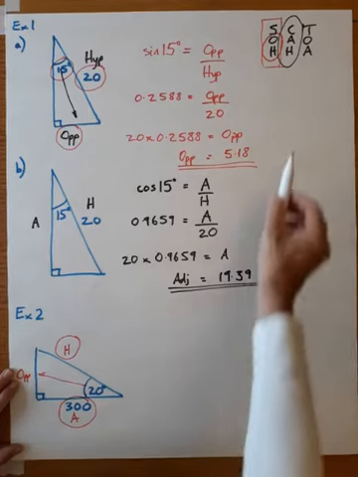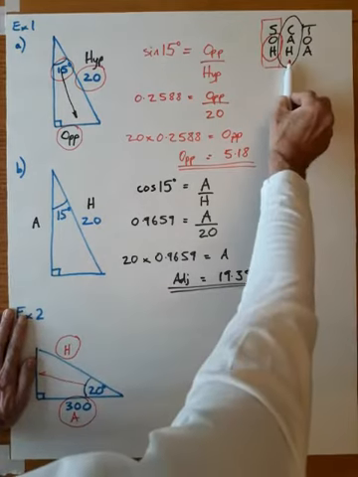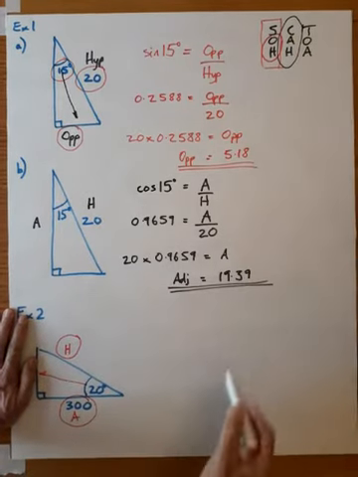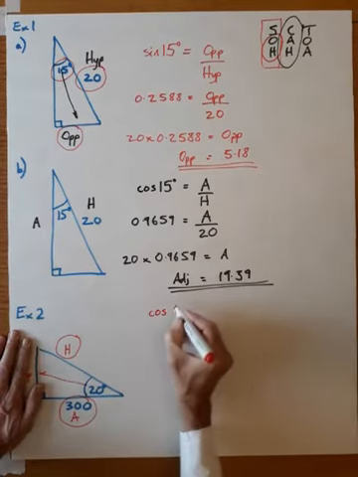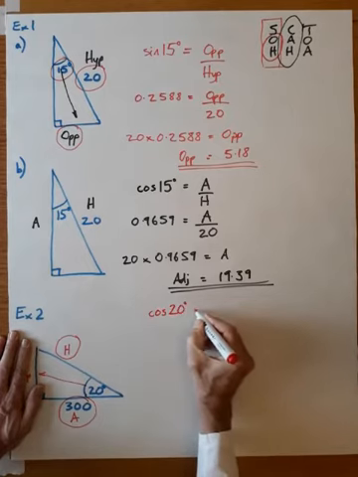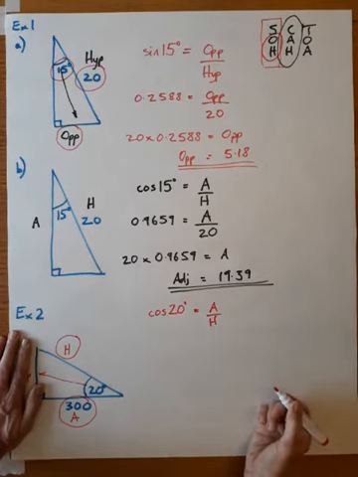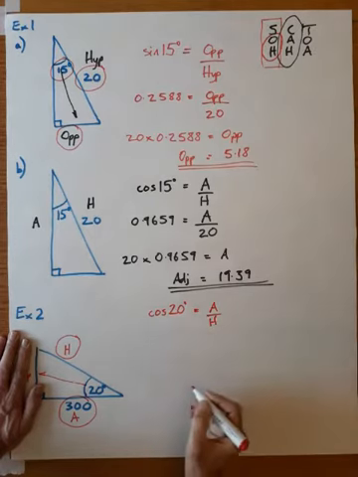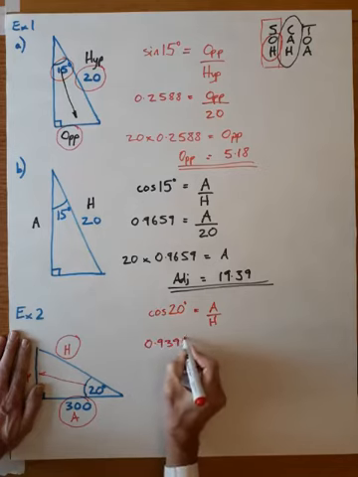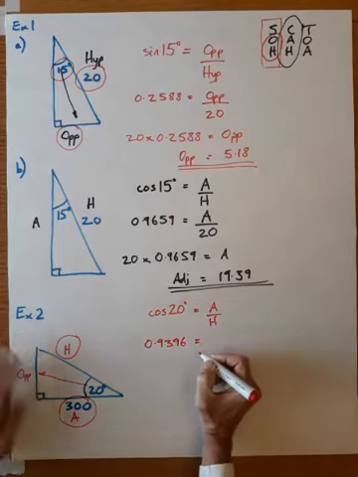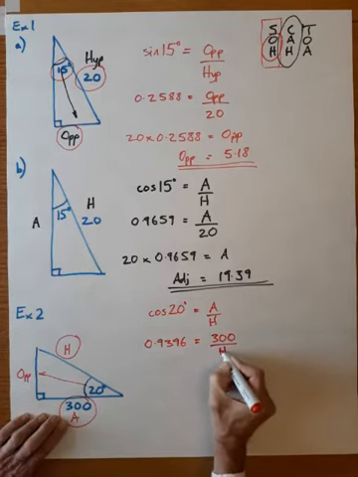And then use your memory aid, and we need the formula that links A and H. And once again, it's this one. Cosine is A over H. So we will write cos 20 degrees is adjacent over hypotenuse. Let's put the numbers in. Cos 20 degrees, using your calculator, 0.9396, go to 4 decimal places. A is 300 and H is what we're trying to find.